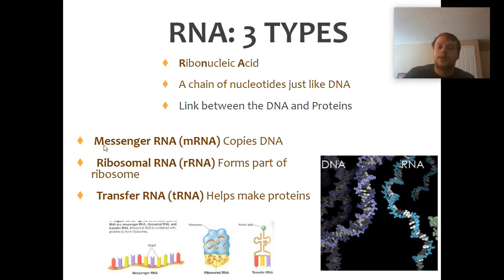So there are three types. The messenger RNA is the one that copies the DNA and actually travels from the nucleus to the ribosome. So it is a messenger, it's delivering that message. Then we have the ribosomal RNA. It actually becomes a part of the ribosome. And then the transfer RNA, which actually helps to build the proteins during this process.